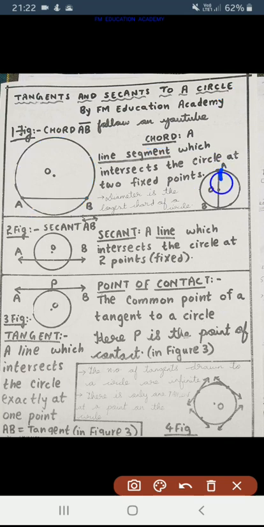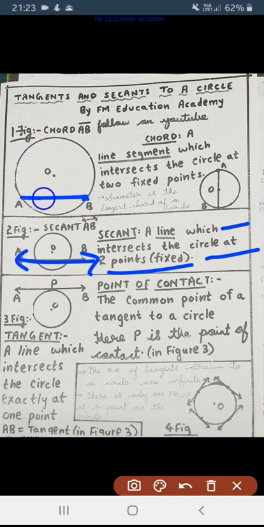Okay, and diameter is the longest chord of a circle. Then we have secant. What is a secant? A line which intersects the circle at two fixed points is called as secant. This is my secant, this is my chord. What is the difference between chord and secant? Chord is a line segment, secant is a line. Then we have point of contact. What is point of contact? The common point of a tangent to a circle is called as point of contact.